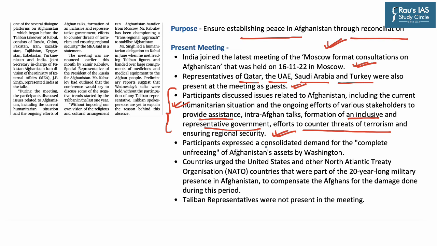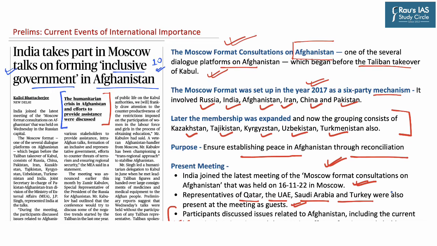Further, the participants expressed a consolidated demand for complete unfreezing of Afghanistan's assets by Washington. The participants also urged the United States and other NATO allies that were part of the 20-year-long military presence in Afghanistan to compensate the Afghan people for the damage which has been done by them during this period. Now, an interesting fact with respect to this meeting was that no Taliban representatives were present in the meeting held yesterday. So this news mainly becomes important from your prelims perspective, and this topic gets covered under current events of international importance.